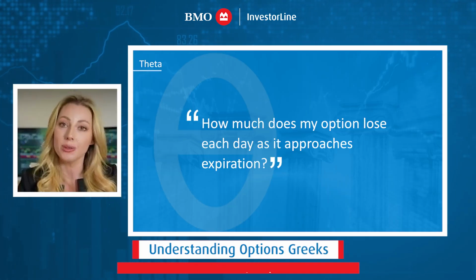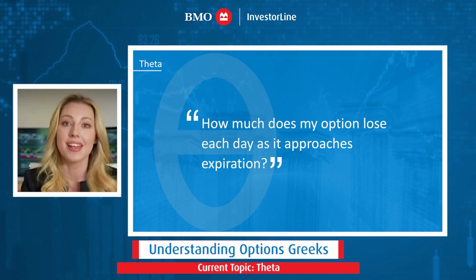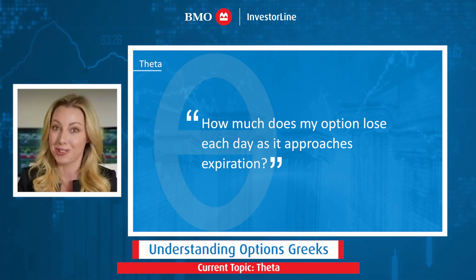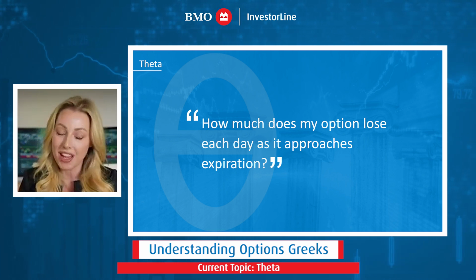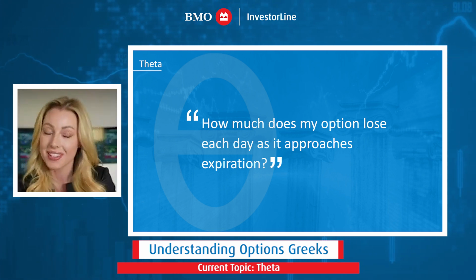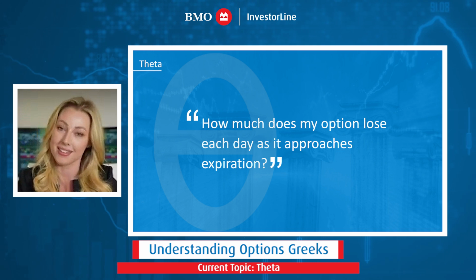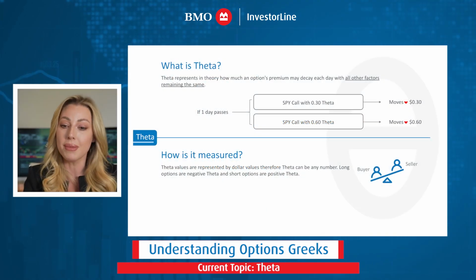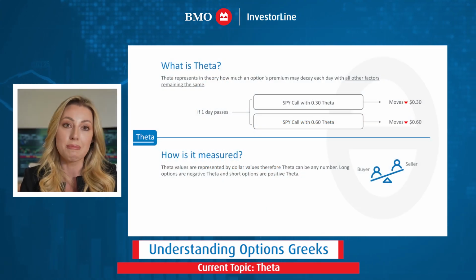So delta was that intrinsic value component. Now we're going to layer on an extrinsic value component. Theta by definition tells us how much my option loses each day as it approaches expiration. So daily time decay is how we like to think about this. What does that mean, and how is that essentially measured?